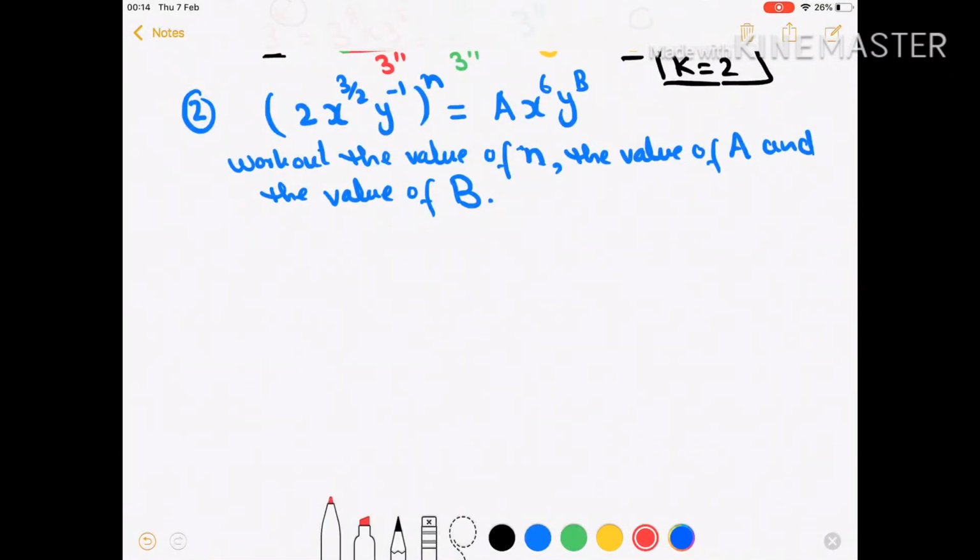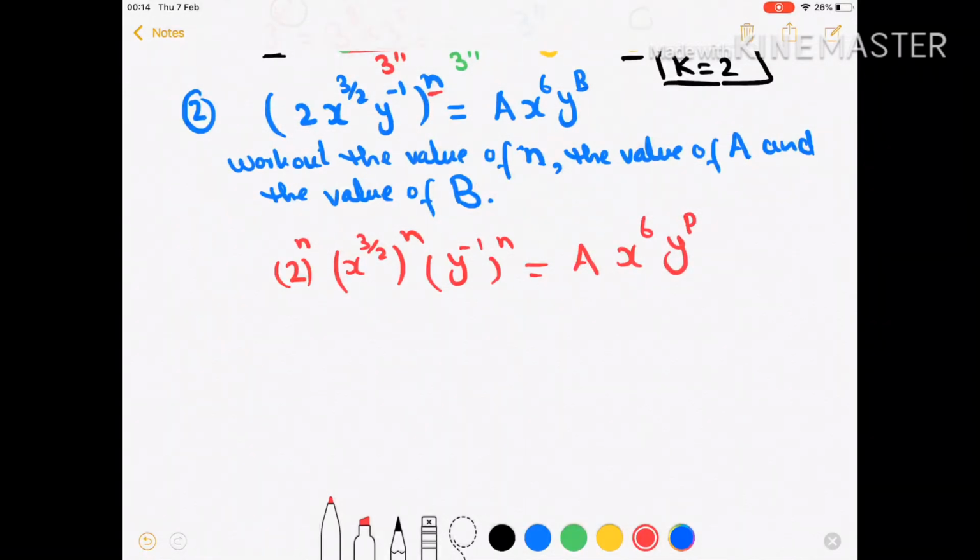Question number 2, we have to find the value of n, a and b. If you see the bracket, the power is n. So that power n belongs to everything inside the bracket: 2 to the power n, x to the power 3 over 2, and y to the power minus 1. So everything on the left hand side, power n belongs to everything inside the bracket, so we just wrote separately. On the right hand side, we are just writing a x to the power 6 y to the power b.